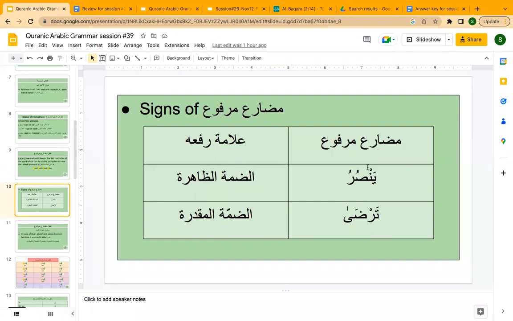So when you see a mudare like yansuru, that is ending with a last letter that is sahih, it's not a weak letter, it's not alif, waw, and ya, right? It is an intact letter, a sahih letter. Then the sign of mudare will be a dhamma that is zahira. What does zahir mean? When you see something is zahir, what does it mean? You can see it, right? It is visible, evident, clear. There is no ambiguity about it. You look at the word, you see that dhamma sitting on top of ra. There is no confusion about it.